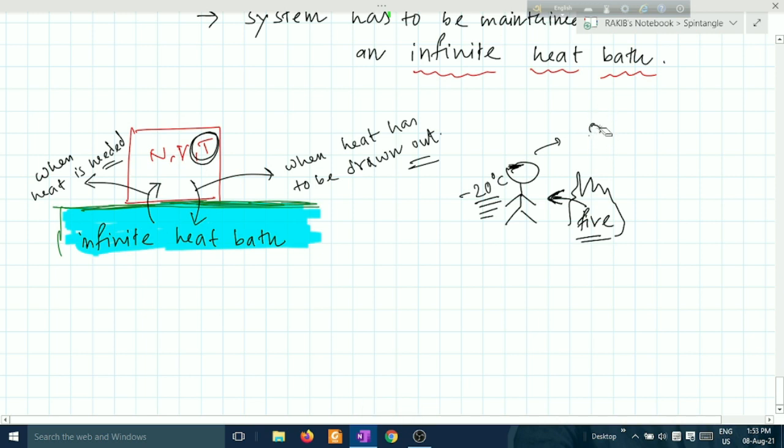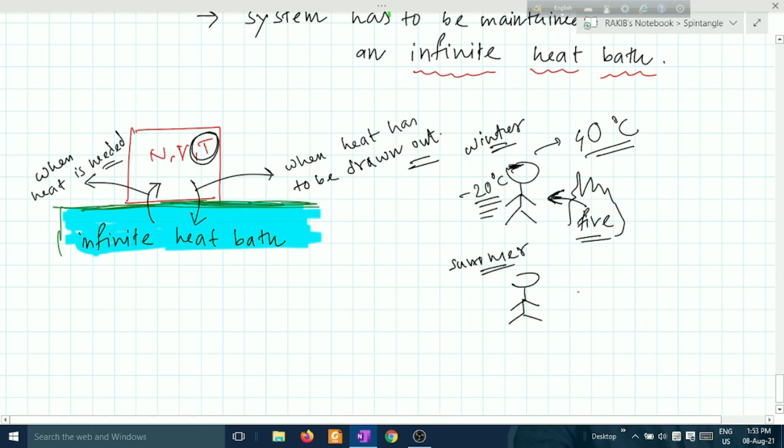Sorry, say this is 40 degrees centigrade, and we have to take some heat to maintain our body temperature, and the fire gives us this. In case of winter, this is winter, this is summer.